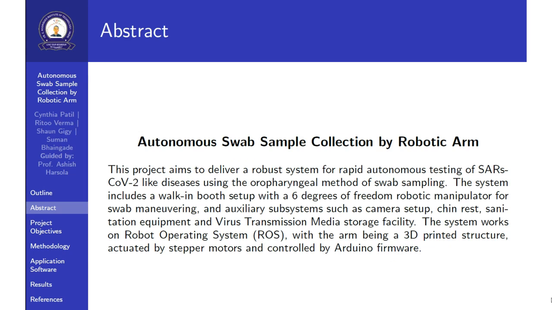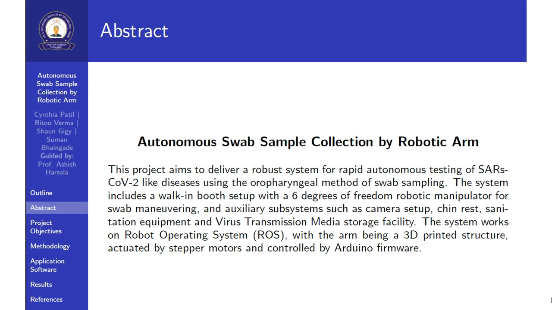Our project aims to deliver a robust system for rapid autonomous testing of SARS-CoV-2-like diseases such as COVID-19 using the oropharyngeal method of swab sampling. The system includes a walk-in booth setup with a 6 degrees of freedom robotic manipulator which is installed for swab maneuvering, and auxiliary subsystems such as a camera setup, chin rest, sanitation equipment, and virus transmission media storage facility for storing the swabs once they are used.